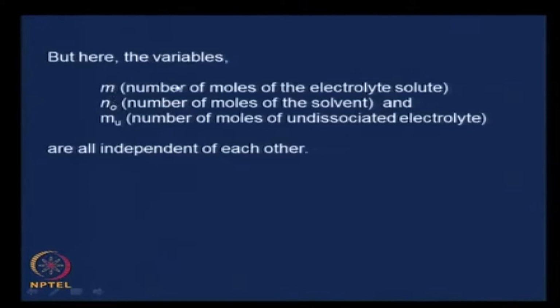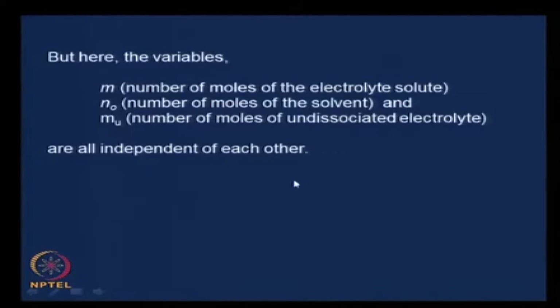But here the variables, m is the number of moles of the electrolyte solute which is dropped into n0 moles of the solvent, and it results in mu number of moles of undissociated electrolyte. All these three are independent of each other. You could take some number of moles of the electrolyte solute in some number of moles of the solvent, and depending on the condition some number of moles of the undissociated electrolyte will remain, the rest would have dissociated.